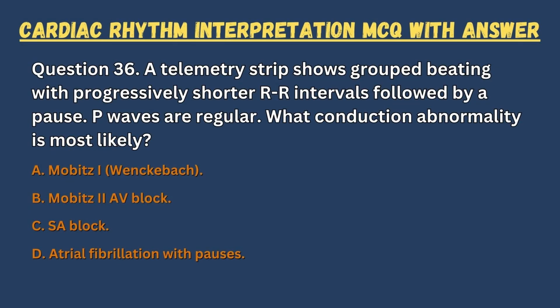Question 36. A telemetry strip shows grouped beating with progressively shorter RR intervals followed by a pause. P waves are regular. What conduction abnormality is most likely? A. Mobitz I Wenckebach. B. Mobitz 2 AV block. C. SA block. D. Atrial fibrillation with pauses.